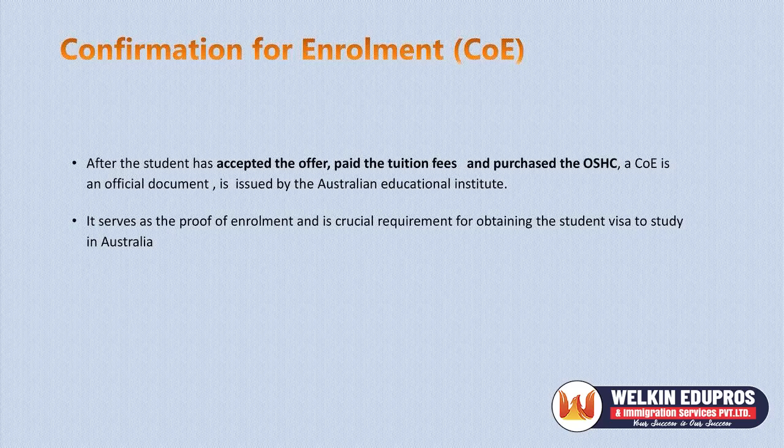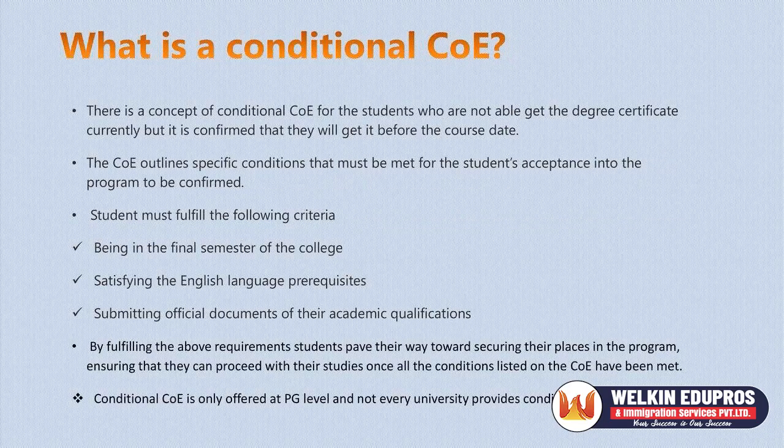A lot of students are currently in their final semester of their undergrad course. There is a concept of conditional COE for students who are not able to get the degree certificate currently, but it is confirmed that they will get it before the course start date. Also note that it is only available for postgrad level students. Conditional COE will not be issued to UG level students. Furthermore, not all universities provide conditional COE, only selective ones do.